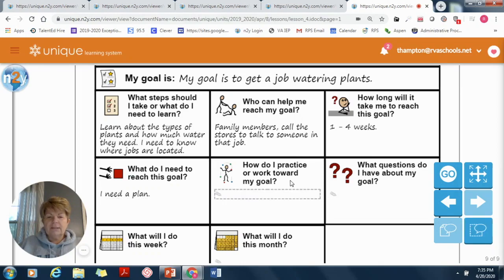How do I practice or work toward my goal? So I could maybe job shadow at Home Depot. Or see, what else could I do? How do I practice or work toward my goal? I could try an online job shadow, right?